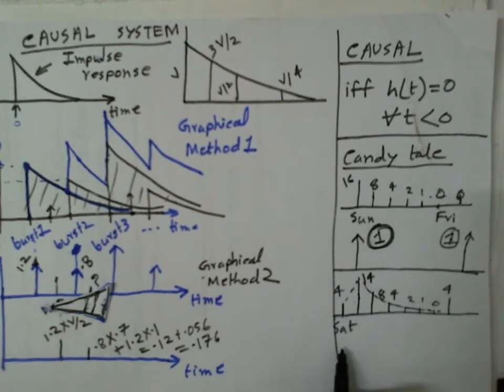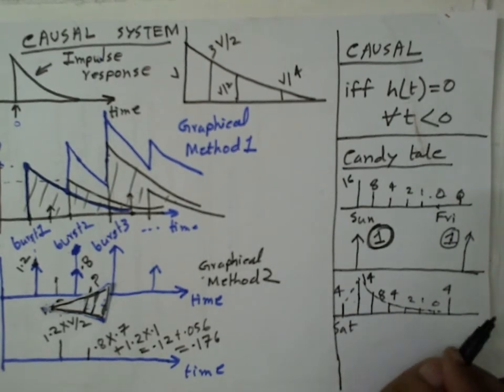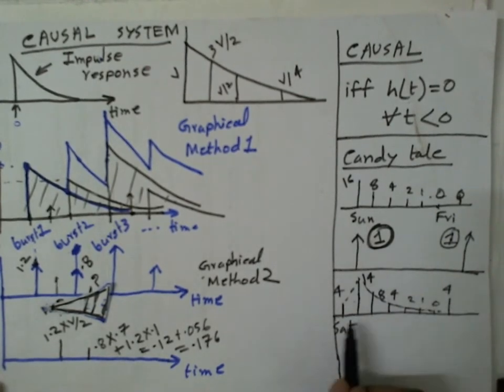Okay, so this type of system is called non-causal because it doesn't obey the cause and effect relationship. I used to borrow my candies from the shopkeeper before I get the money from my parents. So such a system is called a non-causal system.